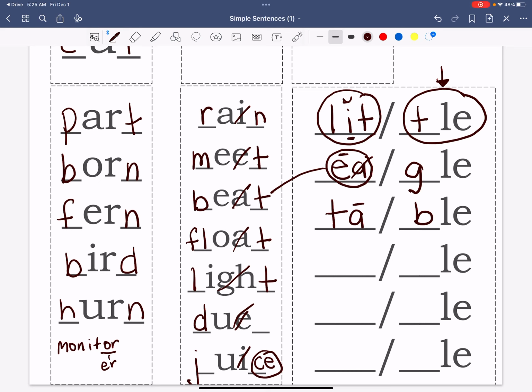Okay, let's do another long vowel. Again, open syllable because it's at the end of the syllable. Go ahead and read that word. Okay, that should be enough time. That says cable. Why? Because the A is at the end of the syllable.